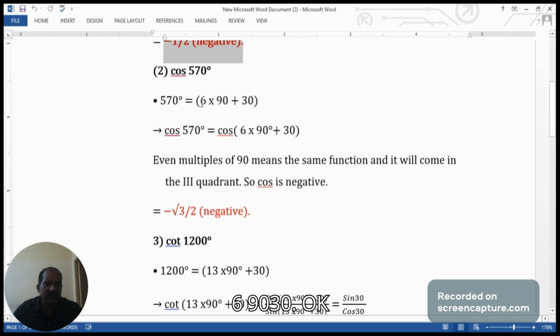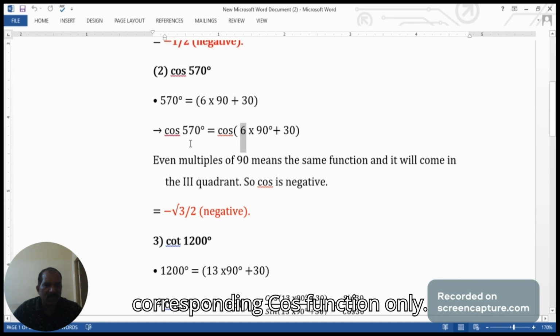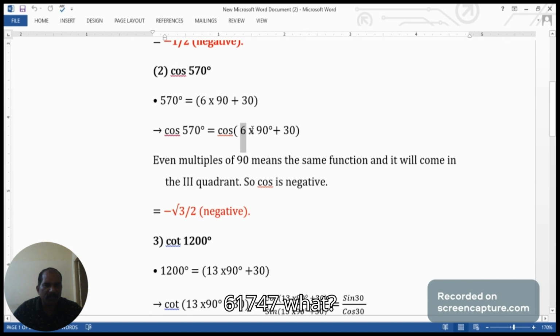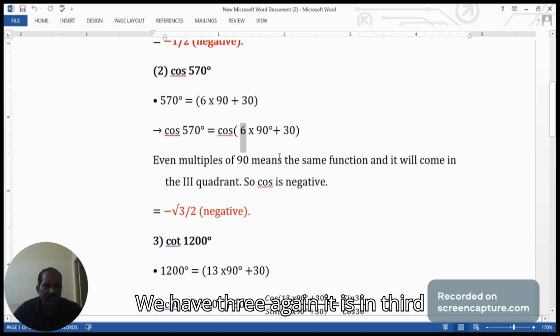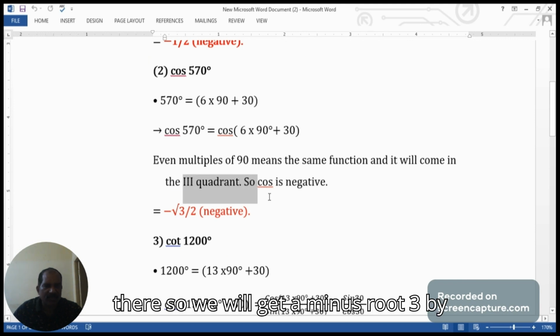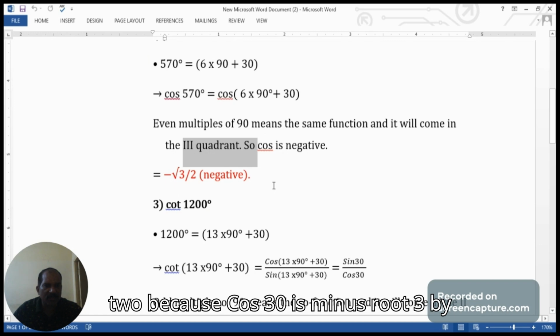This is 6 times 90 plus 30. Okay, this is also an even multiple, so the corresponding cos function only. That means it will be cos 30. And 6 plus 1, 7. 4 minus 7, what? We have 3. Again, it is in the third quadrant. So cos is also negative there. So we will get minus root 3 by 2 because cos 30 is negative there.